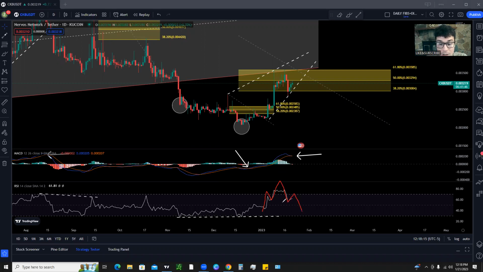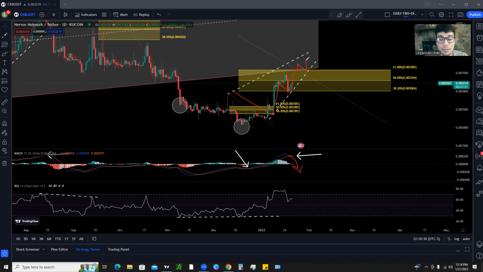We need to be cautious. If this thing starts to pull back and then we get the MACD sell signal, it's going to look like a head and shoulders right here on the RSI. And then this is going to be a MACD sell signal if it crosses below. And then we also have the bearish chart pattern forming.